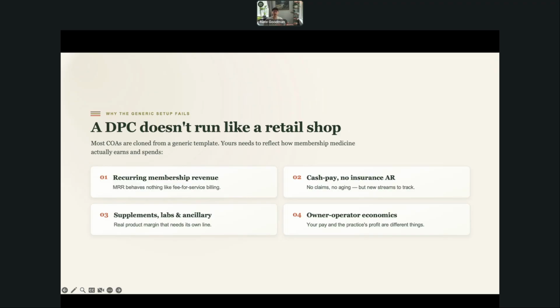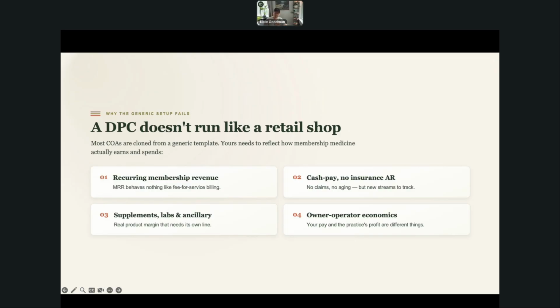So it's important to track it, but it's not near the volume of every single visit going to the insurance company. And then you'll have supplements, labs, and ancillary services. These are real products that do have a margin. Like I said, those are their own line.